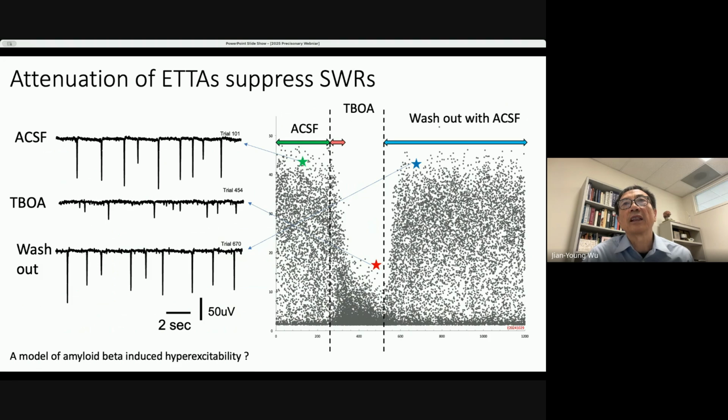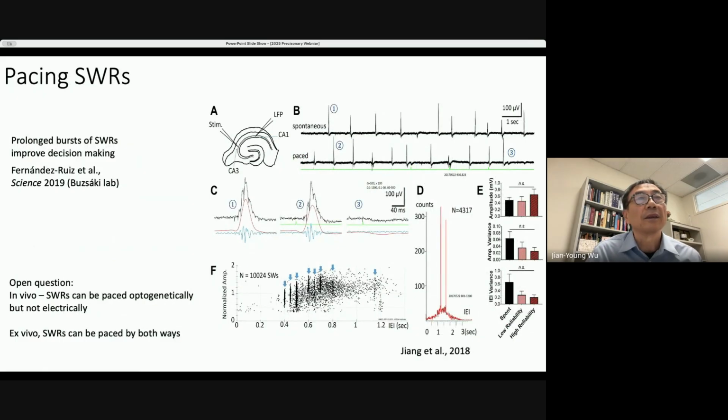And this effect is reversible, so you can wash it out. So this becomes an artificial system to study how we can mitigate this EAAT attenuation. All right. So the next example will be trying to manipulate the sharp wave occurrence.